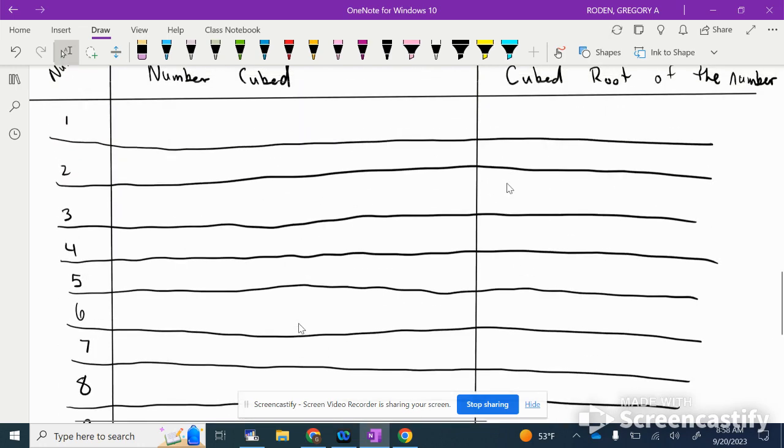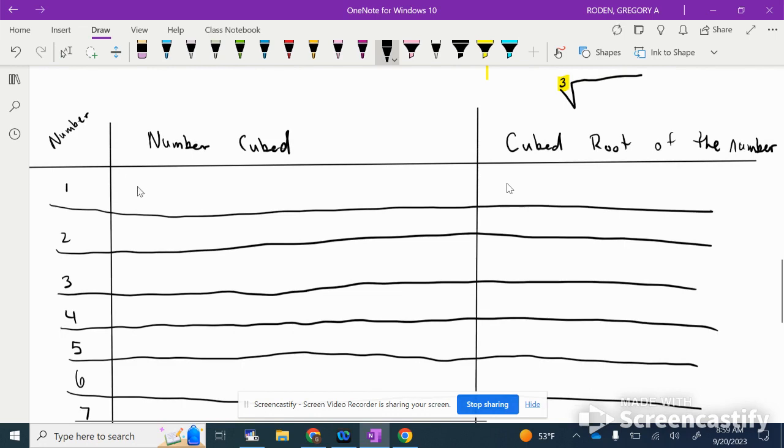So here we go. Now we're going to do this. We have 1 cubed, or 1 to the third power, is equal to 1 times 1 times 1. Well, that's easy. 1 times 1 times 1 is 1. So the cubed root, remember we have to put a little 3 right here to show it's a cubed root, of 1 is equal to 1. The cubed root of 1 is 1, because 1 times 1 times 1 is 1.